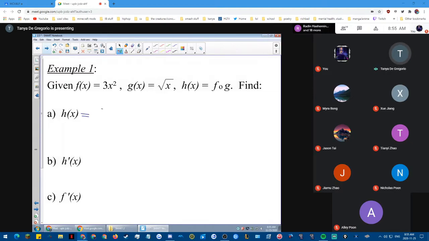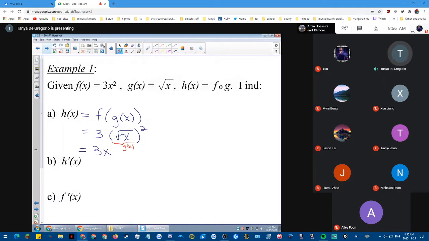Beautiful. So you're going to take your f of x and you're going to sub g of x in for x. Right? So wherever there's an x in f of x, you're going to sub your g. So it's 3 root x squared. Here is my g of x right here. Good. And when you simplify this, it just equals 3x. Good. So that's the function f of g.